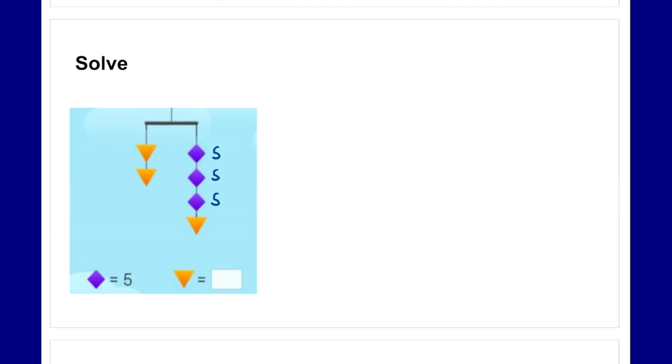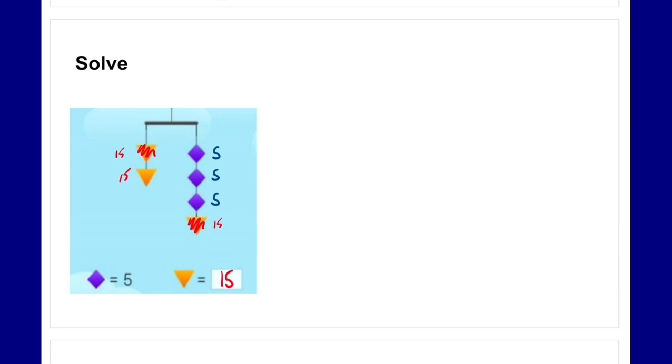And now you might say, well, I have one triangle on one side and one on the other. If I get rid of one on one side, I have to get rid of one on the other. And then I'm left with one triangle is equal to whatever's remaining. In this case, there's 15. So one triangle has to equal 15. And if we go back and check, 15 and 15 is 30. 5, 5, and 5 is 15, plus another 15 is 30 as well. So that does work out.